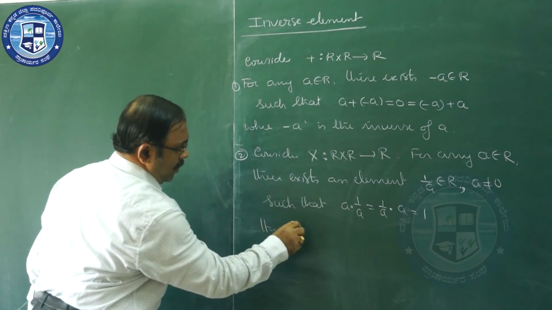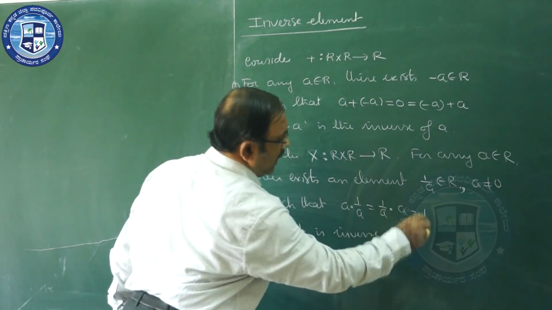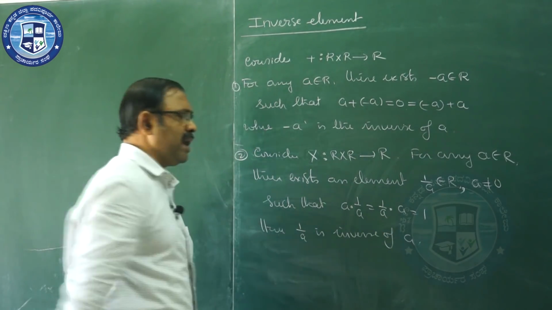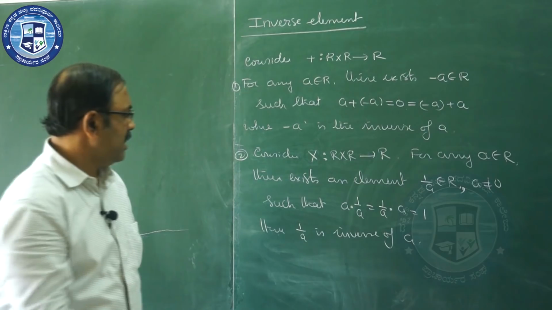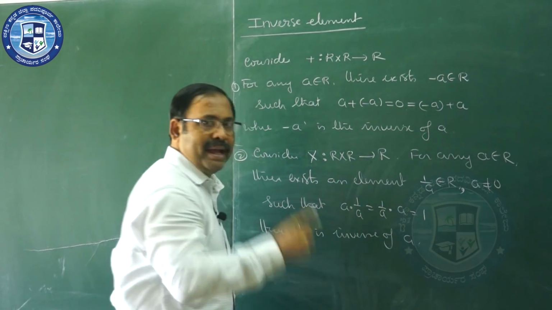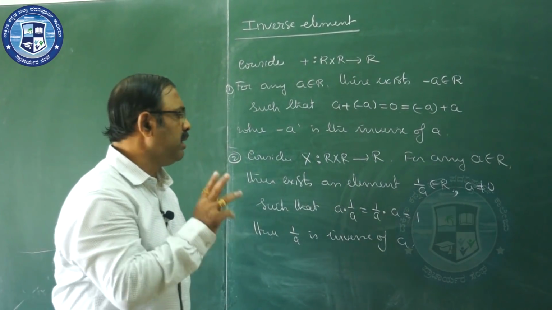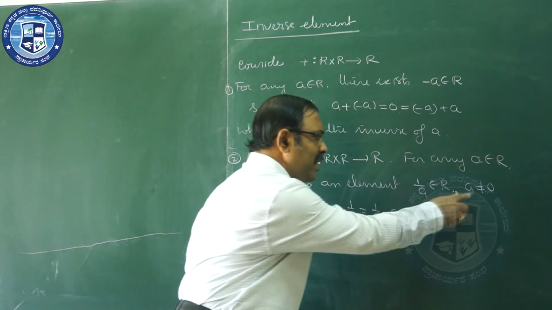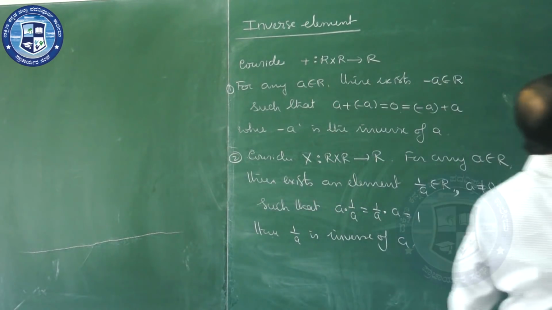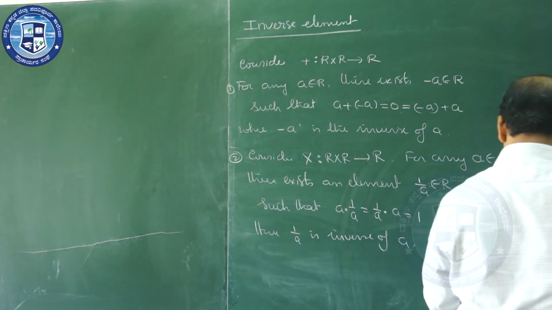Here, 1/a is the inverse of a under multiplication. So a into 1/a equals 1/a into a. It holds good because a is not equal to 0. If a equals 0, it is not true. That is why I have taken a not equal to 0. So now I will just write the definition for inverse.